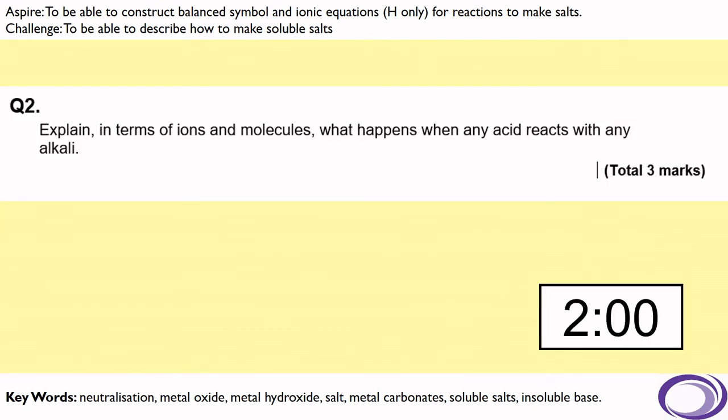So now it's time for you to have a go at an exam question on this. We'd like you to explain in terms of ions and molecules what happens when any acid reacts with any alkali.